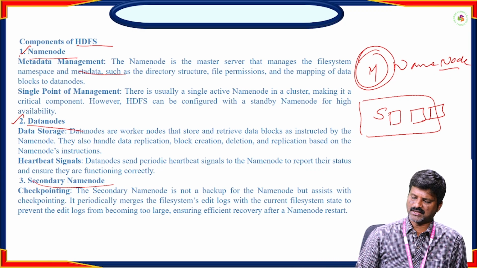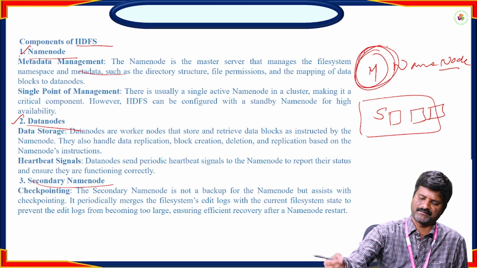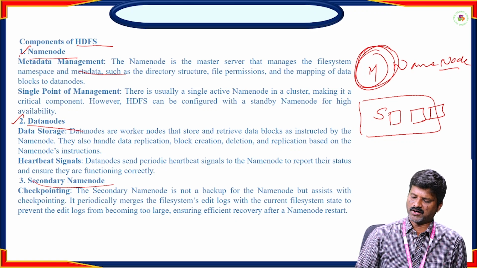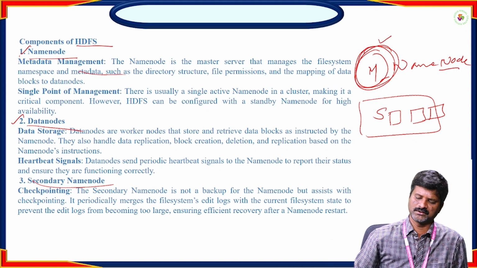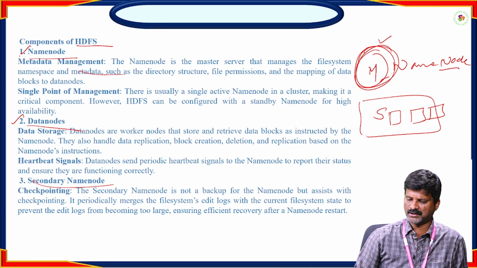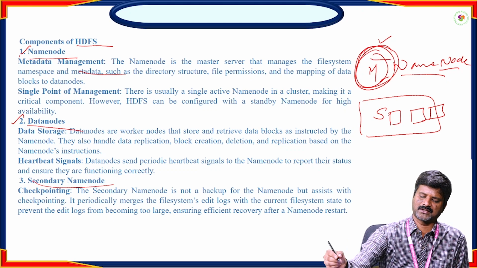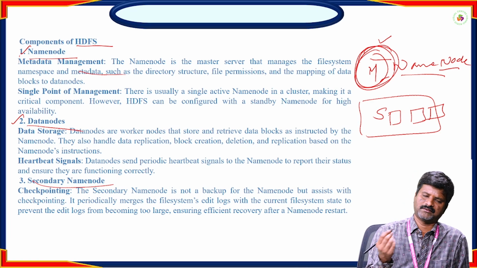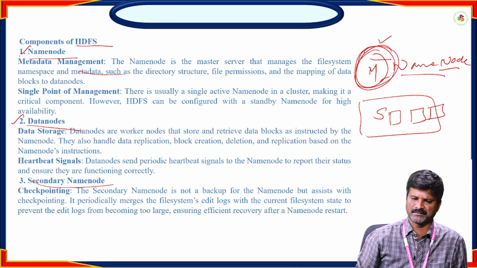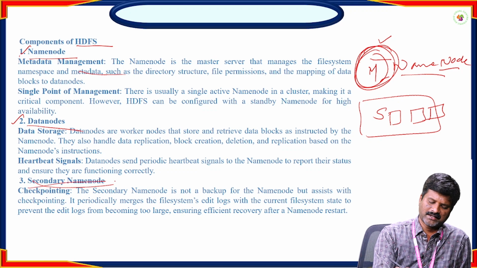It is a single point of management. There is usually a single active name node in a cluster, and it's critical, because everything is performed from this node, including monitoring the data nodes. If something happens to this primary name node, then a standby name node will be there for high availability, but that is not a backup for the name node. If something has happened to the primary name node, then from wherever that problem occurred, we use edit logs and the image file system to restart that name node from where it stopped. For that purpose we use the secondary name node concept.